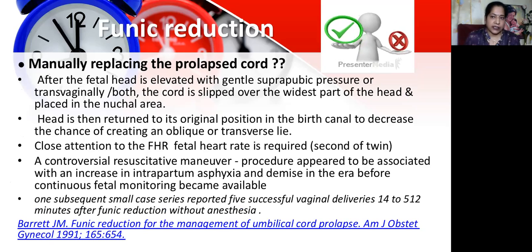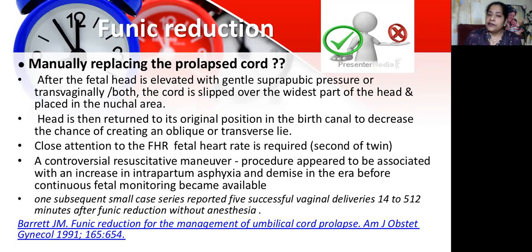Now, Funic reduction, that is manipulation of the cord, putting the cord back inside. So, is it useful? After the fetal head is elevated with gentle suprapubic pressure or transvaginally or both, the cord is slipped over the widest part of the head and placed in the nuchal area. The head is then returned to its original position in the birth canal to decrease the chance of creating an oblique or transverse lie. Close attention to the fetal heart rate is required.